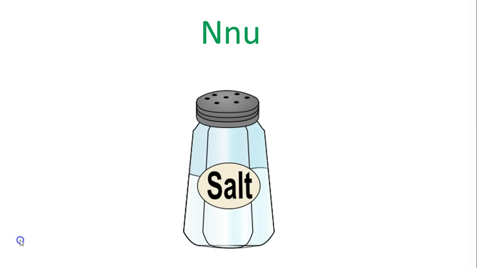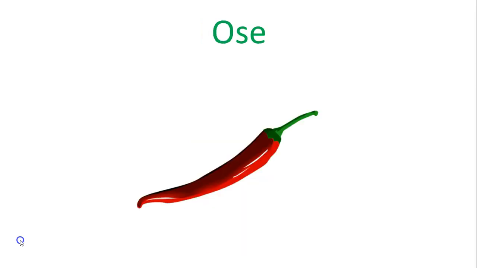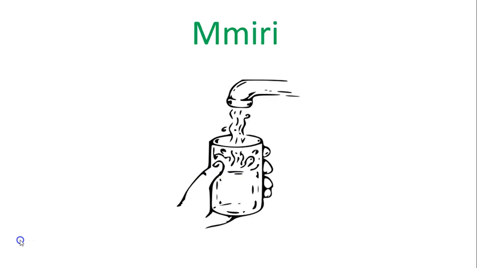Anyị ga-amụkwa nri ndị ọzọ taa. We will learn some more food names today, okay? Just 3, not too much, right? Okay? Nnu. Salt. Ose. Pepper. Mmiri. Water. I know it's not a food item, but I mean, they go hand in hand, don't they?